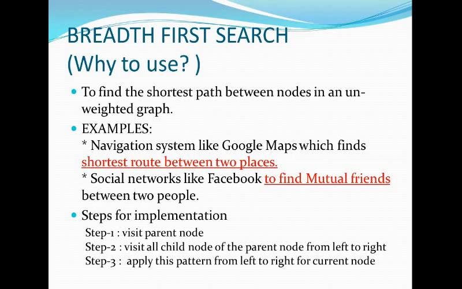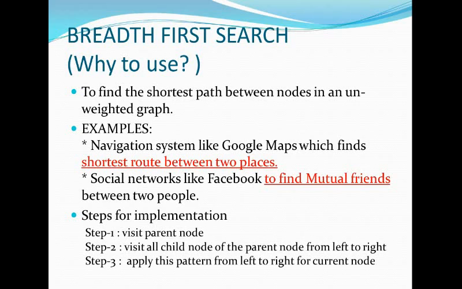For example, Google Maps is a navigation system which finds the shortest route between two places. That is similar to finding the shortest path between two nodes. So in a navigation system like Google Maps, breadth first search is implemented. Another example is social networks like Facebook, to find mutual friends between two people.